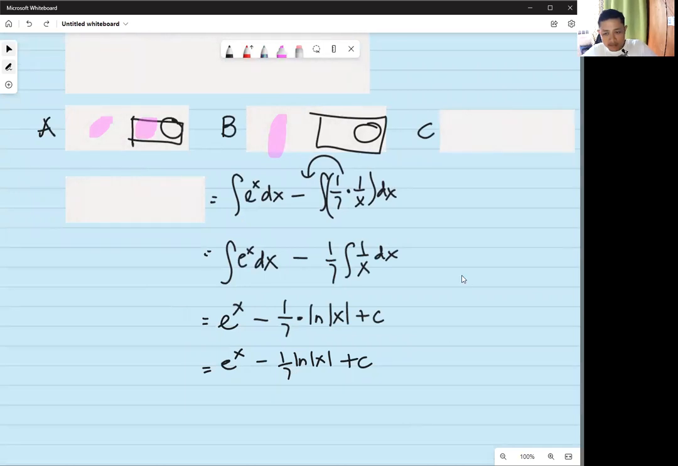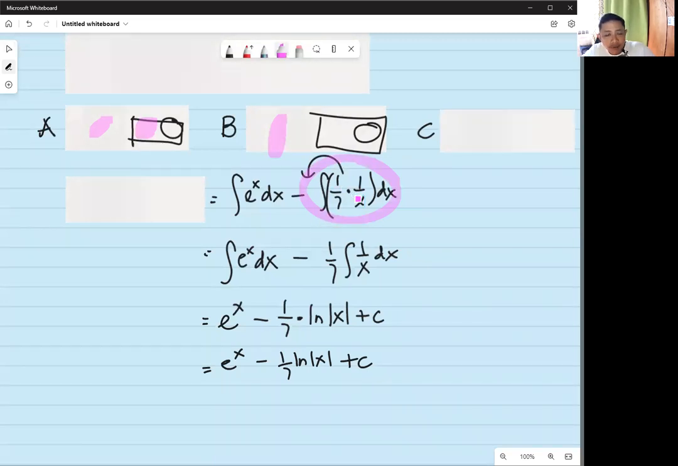Is it this? Sir, yung 1 over 7 po, di na po siya magiging 1 over 7x. Ito ba? Ito. Is it this? Ah, okay. So, hindi na po ba siya magiging 1 over 7x?